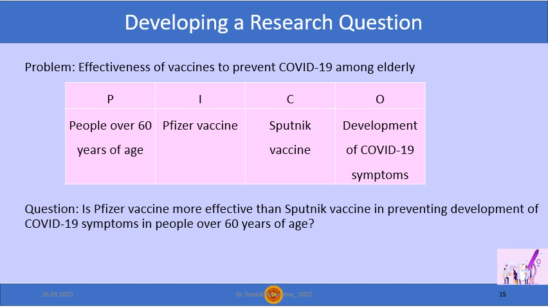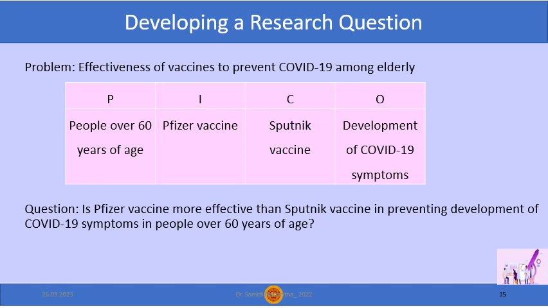So in this example, effectiveness of vaccines to prevent COVID-19 among elderly, the population is people over 60 years of age because we are using the elderly segment. And then the intervention is, let's say, the Pfizer vaccine. And we are going to compare it with the Sputnik vaccine. And then the outcome, of course, is development of COVID-19 symptoms. So let's see how we can translate it into a question format. So is Pfizer vaccine more effective than Sputnik vaccine in preventing development of COVID-19 symptoms in people over 60 years of age?